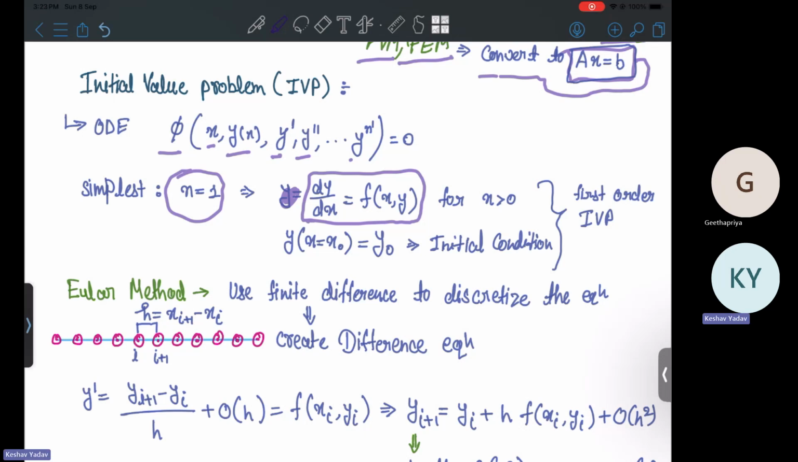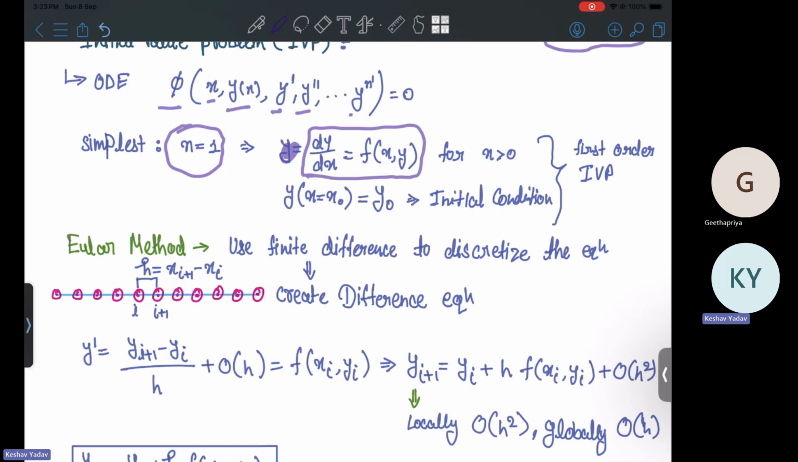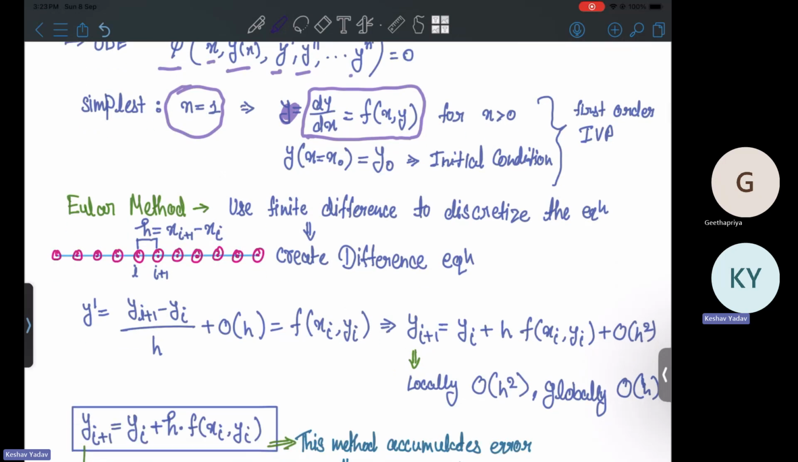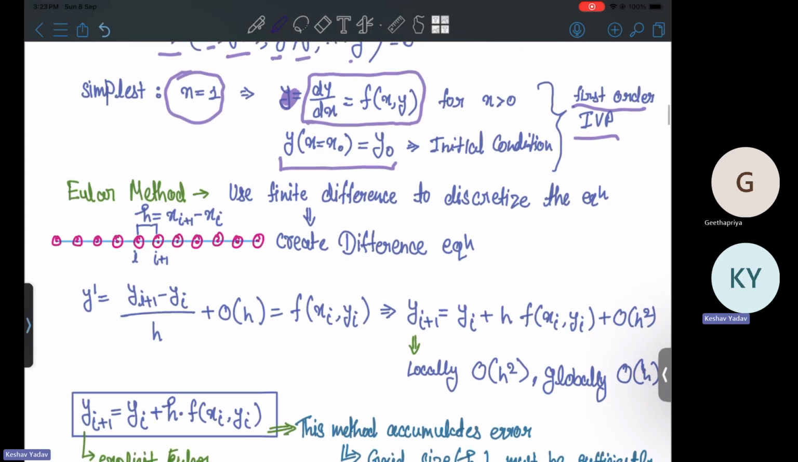So now the simpler form we can write dy by dx equal to some function f, where f is a function of x and y. Since it is a first order derivative, we need only one initial condition. So here the initial condition is y at x equal to x naught is y naught. This is a first order initial value problem. Now this can be solved by the Euler method.